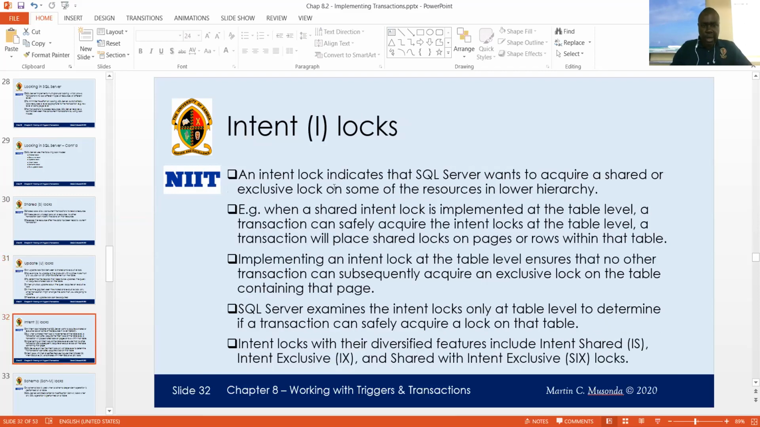Intent locks. An intent lock indicates that SQL Server wants to acquire a shared or exclusive lock on some of the resources in the lower hierarchy. For example, when a shared intent lock is implemented at the table level, a transaction can safely acquire the intent locks at the table level. A transaction will place shared locks on pages or rows within that table.